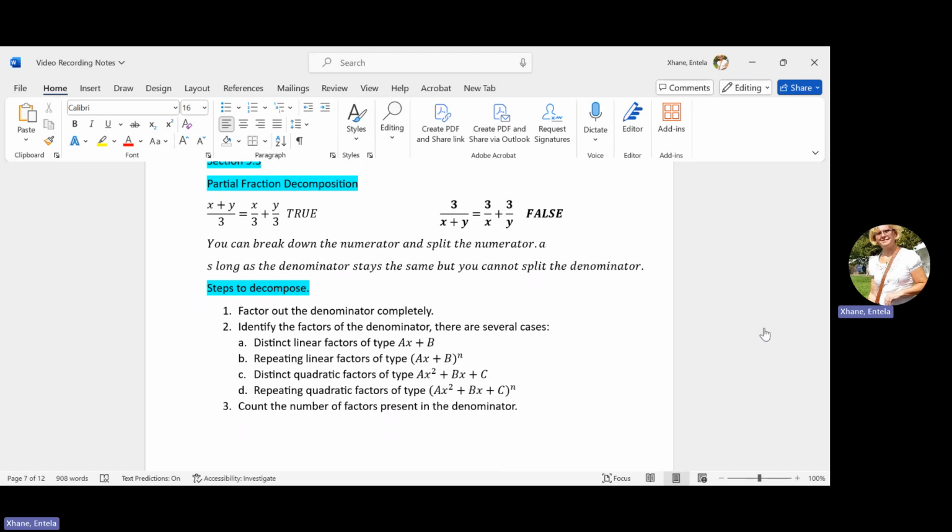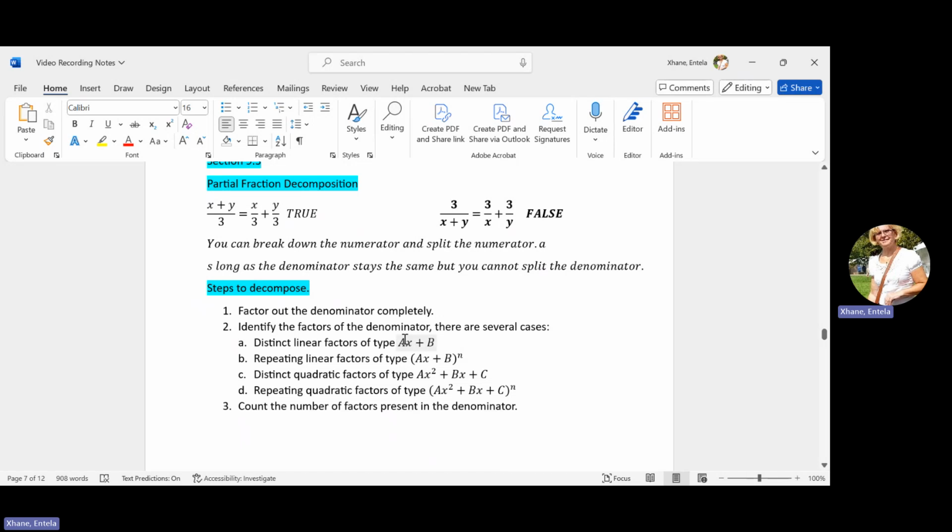When we factor out, we can have distinct linear factors. So the expression that you have in the denominator is factored out, and you're creating factors of the form ax plus b. Now, the reason why we call them linear is because the variable x has an exponent of 1. A and b are going to be replaced by numbers. So this is a first degree polynomial. That's why we call it linear.